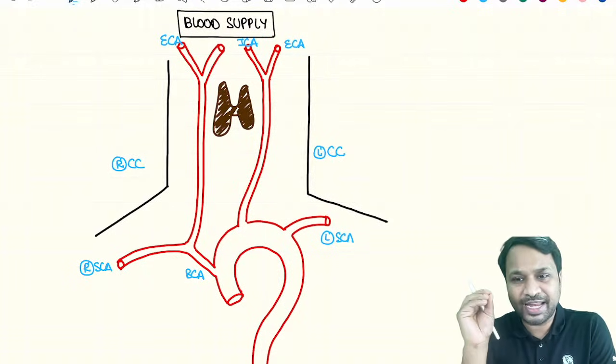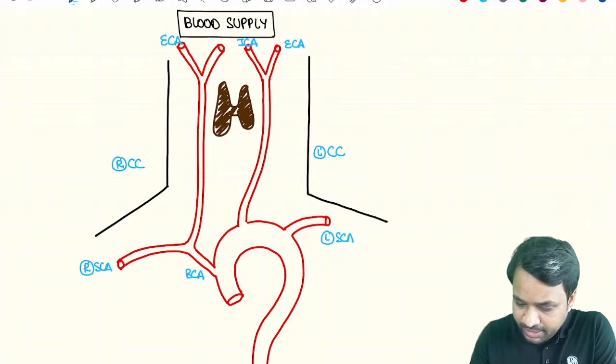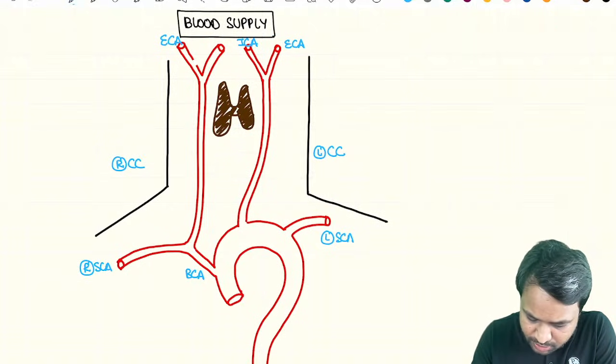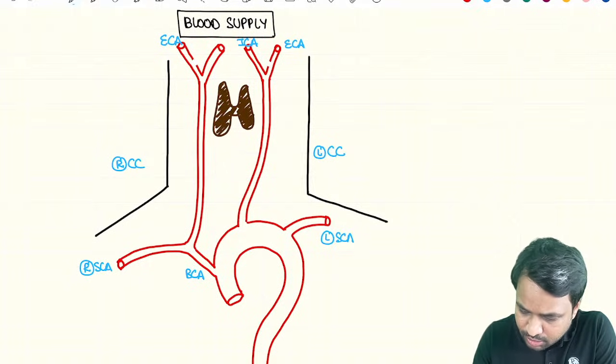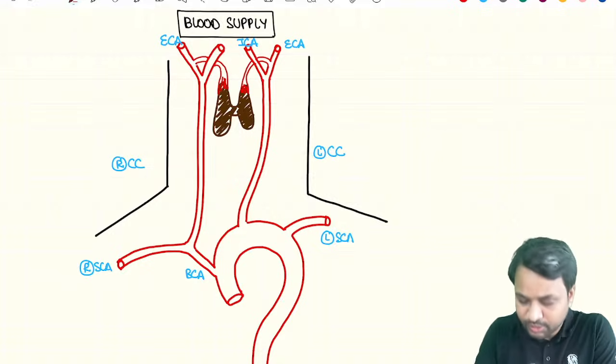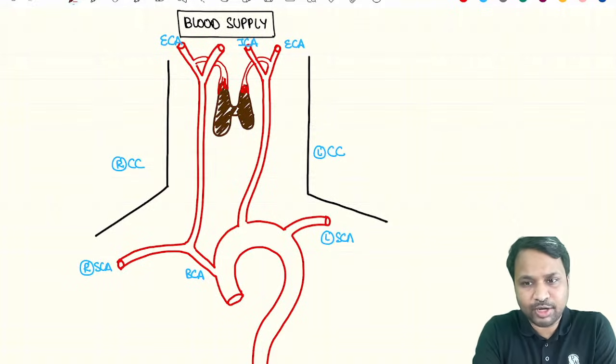Now, we all know there are 8 branches of the external carotid artery. It is the first branch of the external carotid artery that supplies the thyroid gland, and this is your superior thyroid artery. So the superior thyroid artery is the first branch of the external carotid artery.